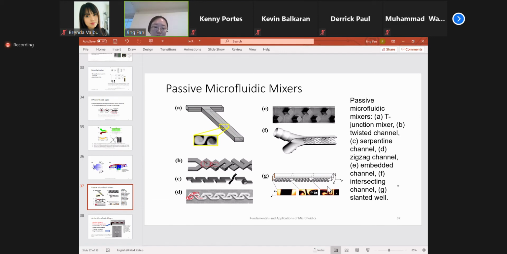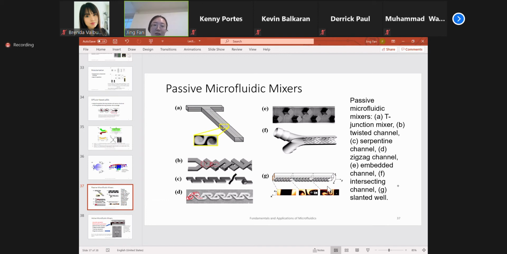Okay, so in all these 3 passive fluid mixers, which are the twisted channel, serpentine channel, and zigzag channel, the fluid mixing is enhanced through specially designed channel structure. The channel structure guides the fluids inside to reorient, to rotate, to split, to recombine. And this causes the chaotic mixing of fluids.